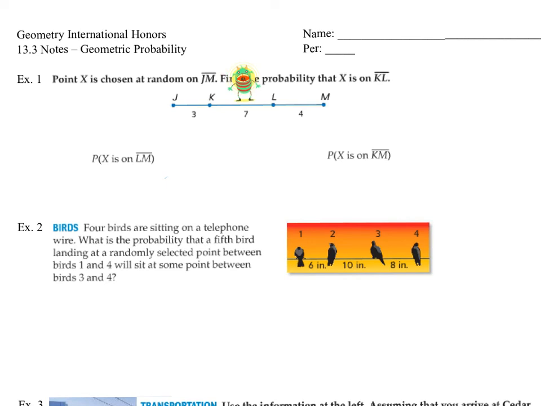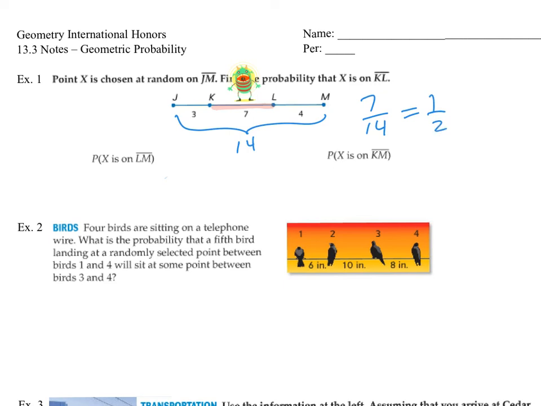All right, so if you look at this entire segment, its measure is 14. So from J to M is 14. So what is the probability that our bug is going to land on this segment from K to L? Well, that would just be 7 out of 14, which reduces to 1/2.